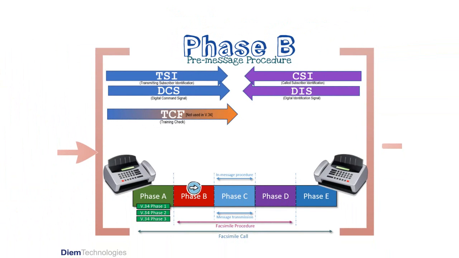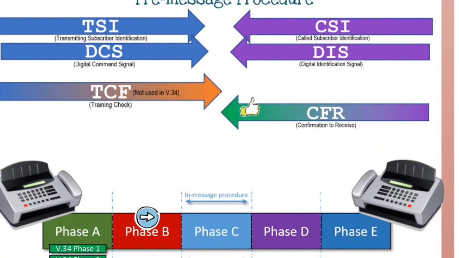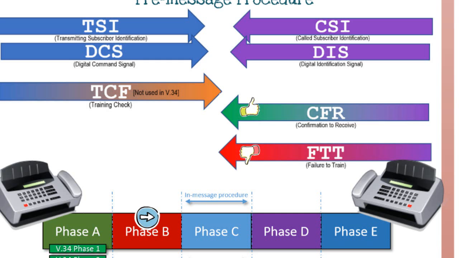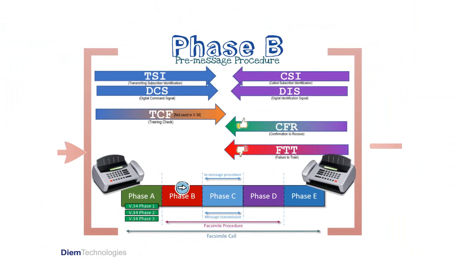In the Phase B process, once this is finished, the remote side will then respond with whether that sound check did work or not, which is a CFR. If it did not work, if there was a quality issue, we'll respond with an FTT, which is a failure to train. If we get an FTT, we will not pass the Phase B section, and we won't move into any other stages. If we do, however, we'll move into Phase C.